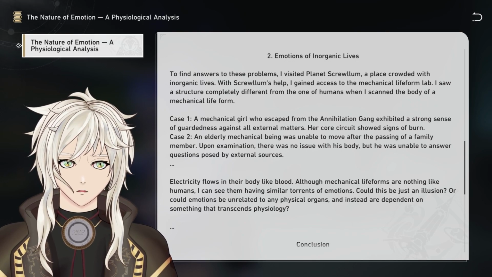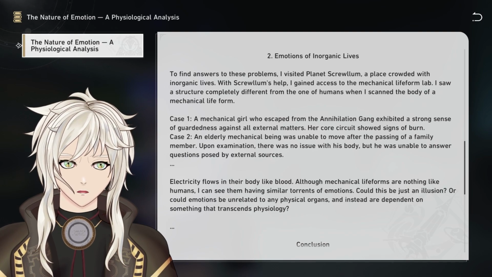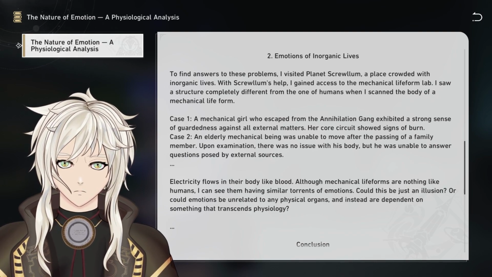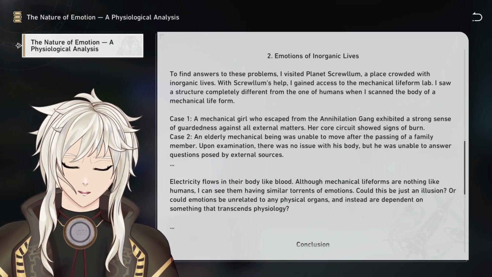Although mechanical lifeforms are nothing like humans, I can see them having similar torrents of emotions. Could this just be an illusion? Or could emotions be unrelated to any physical organs and instead are dependent on something that transcends physiology?